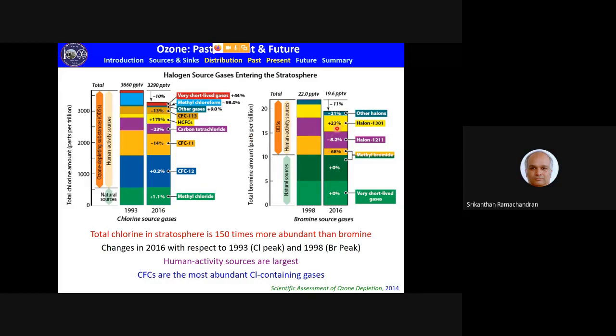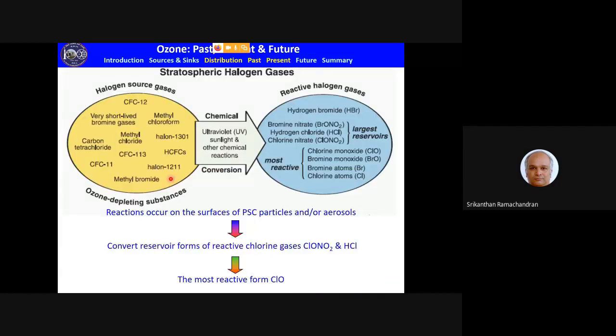The bromine values are significantly less than the chlorine that is present. For example, the gases that contain bromine, the chlorofluorocarbons, methyl bromide, halon 1211, halon, etc. These contributions, the total amount, is significantly less when compared to the species that contain chlorine compounds. So as we saw before, these halogen source gases, through reactions with the ultraviolet radiation from the sun, get converted into reactive halogen gases, resulting in chlorine monoxide and bromine monoxide, containing bromine atoms and chlorine atoms.